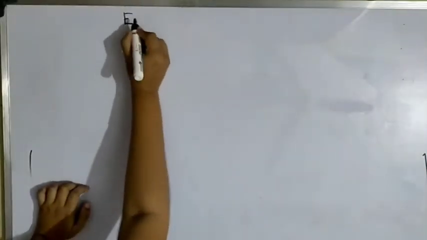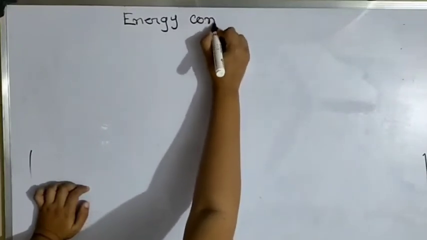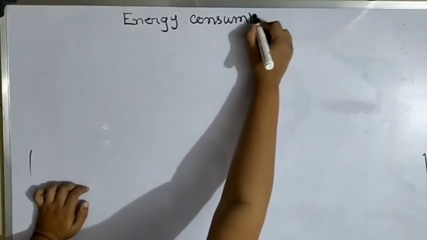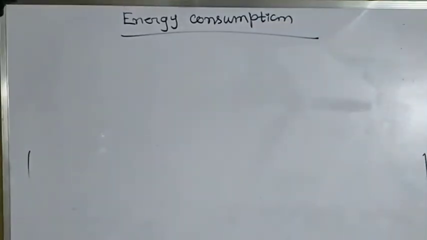Next is energy consumption. The movement of a train between two stations can be approximated either by a trapezoidal or a quadrilateral speed time curve depending upon the service required, that is mainline or suburban service. I have already explained the trapezoidal and quadrilateral speed time curve.